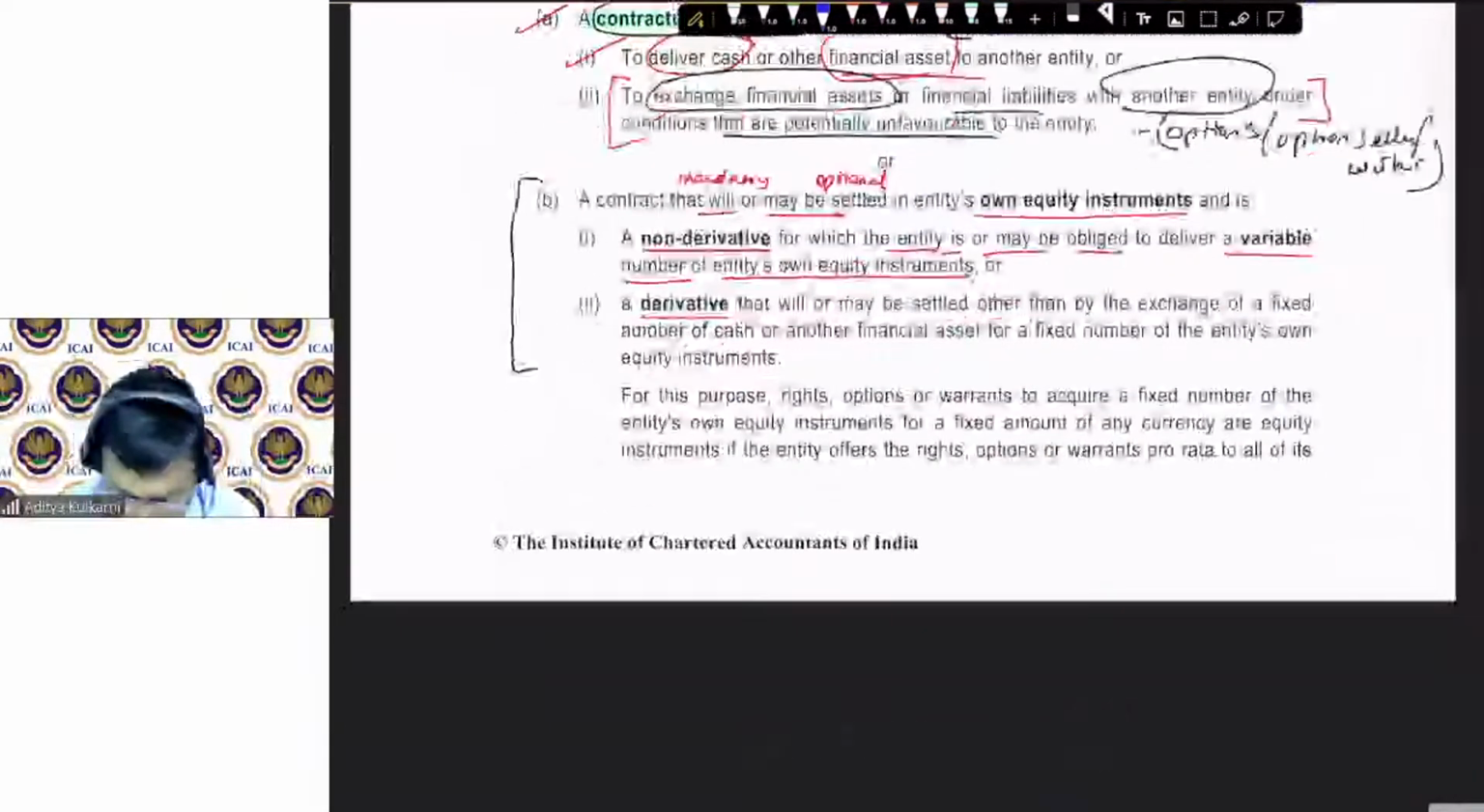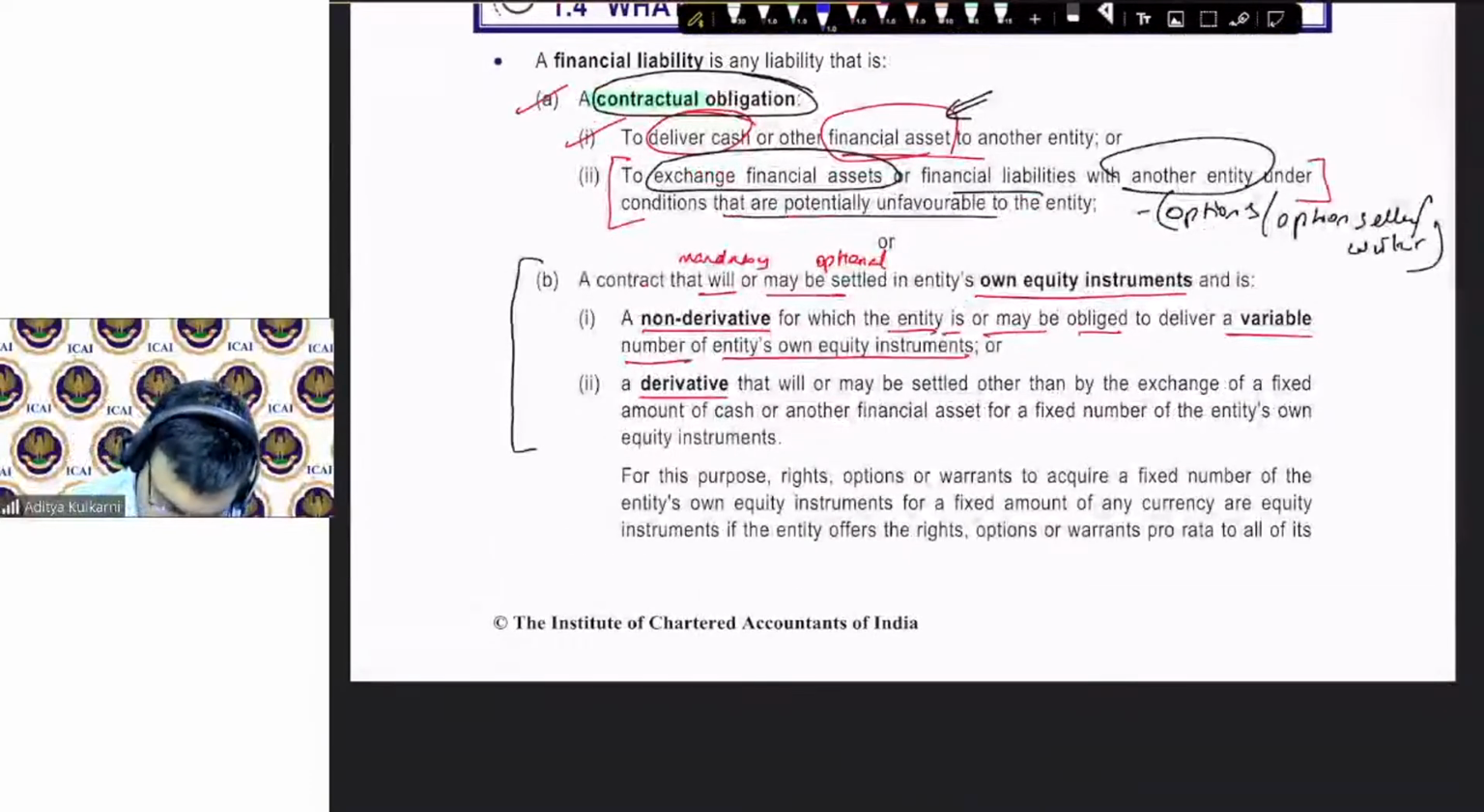Let us quickly look at the definition. A contract that will or may be settled in the entity's own equity instruments. So the important one is that the startup is issuing its own equity shares and it is a derivative. Why is it a derivative? Because it is settled in the future, the price of 5 crores is agreed today, and today nothing is payable, no margin money, nothing. Everything is paid at the end of the second year when the settlement actually happens. So all the three conditions are fulfilled, and the transaction becomes a derivative that will or may be settled.